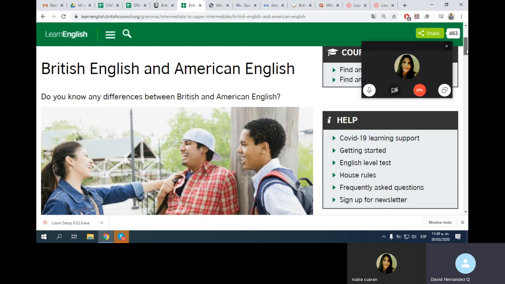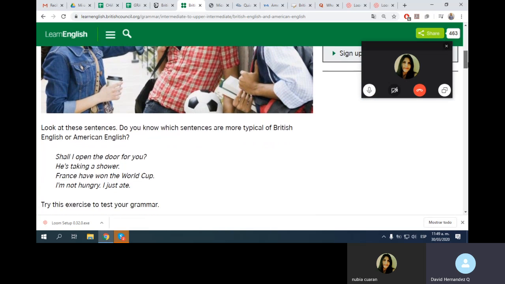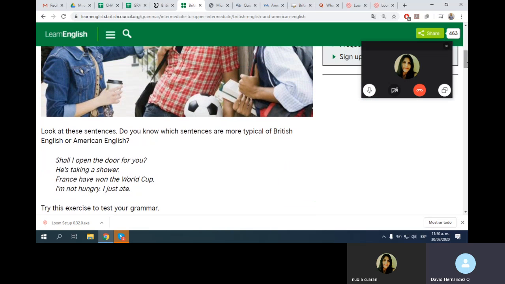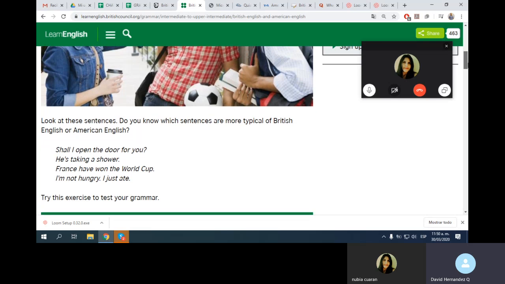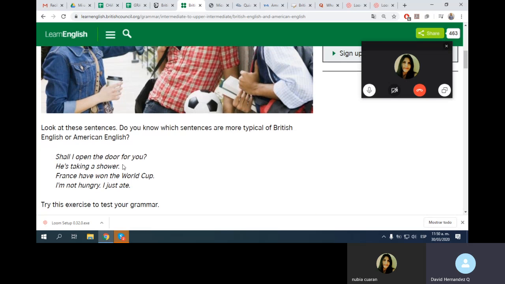So I would like you to read aloud one part of the explanation that we have here, but I will let you know when. So we are going to see these sentences. Let's see if we can identify if they are British or American. For example, shall I open the door for you? It's a very British expression.